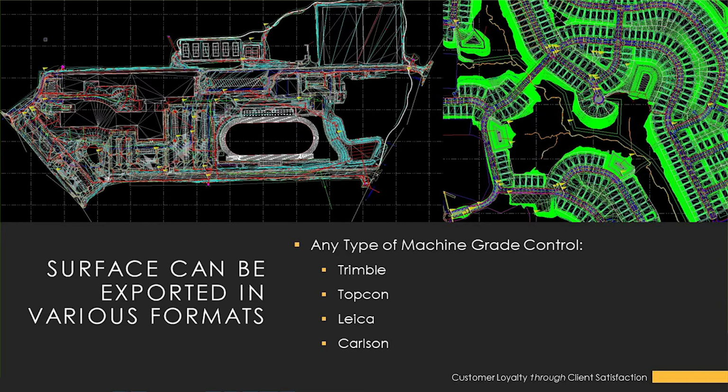This surface can be exported in various formats for use with many types of machine grade control. Types of machine grade control are Trimble, Topcon, Leica, Carlson. There may be others out there, I'm just not familiar with them.